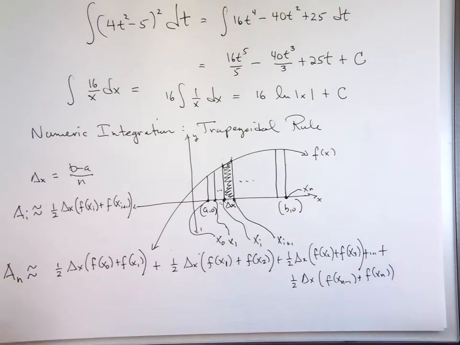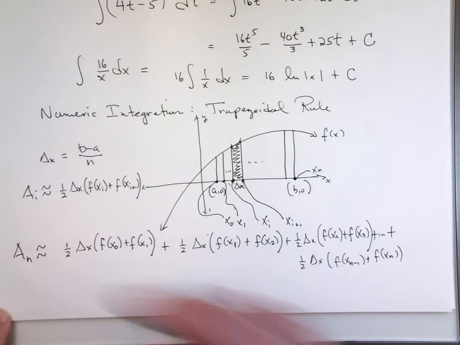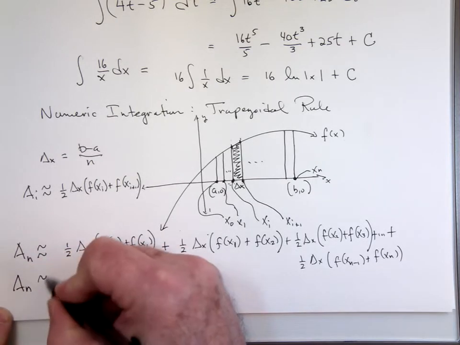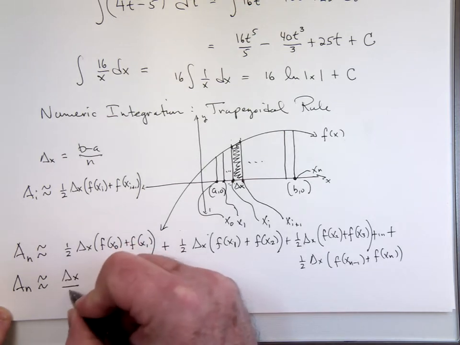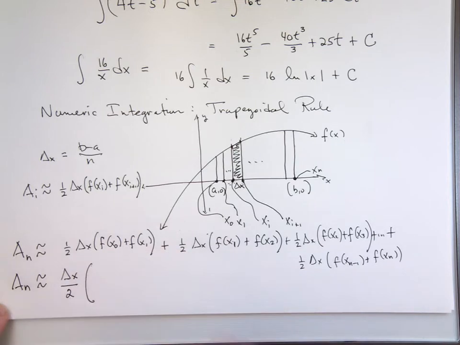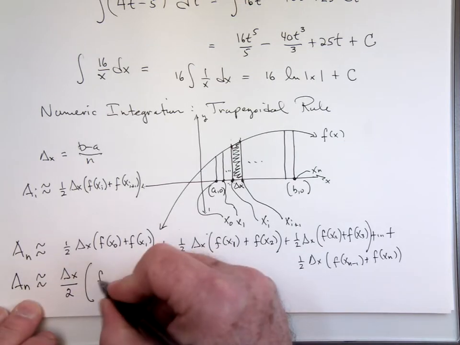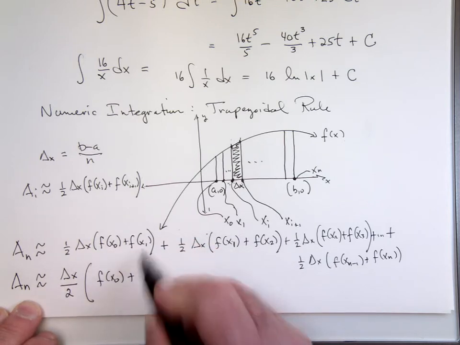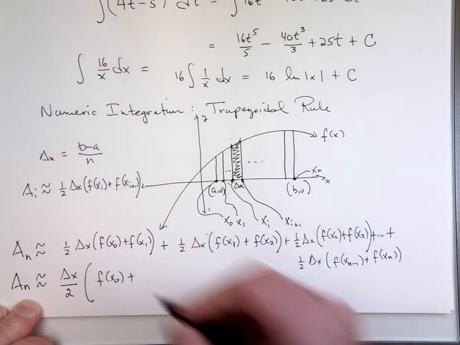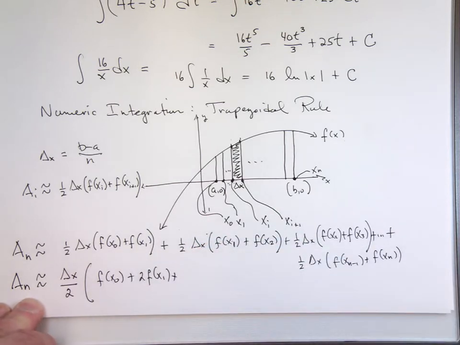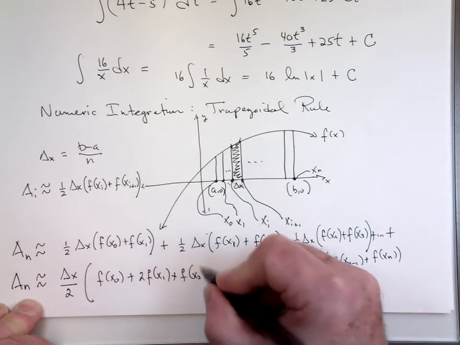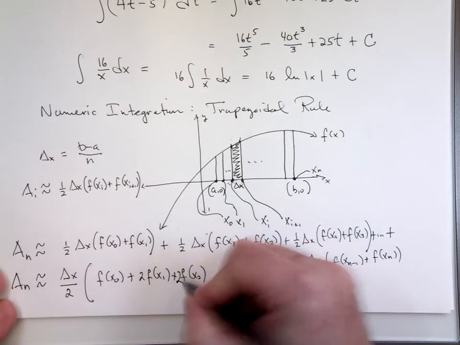Okay? That's the approximate area under that curve in terms of those n trapezoids. So here's what I have, the area in terms of n trapezoids. Now what can I do? I can factor out a delta x over 2. And I have 1 f of x sub naught. And how many f of x sub 1s do I have? 2. And how many f of x sub 2s do I have? 2. I said 2. Okay.